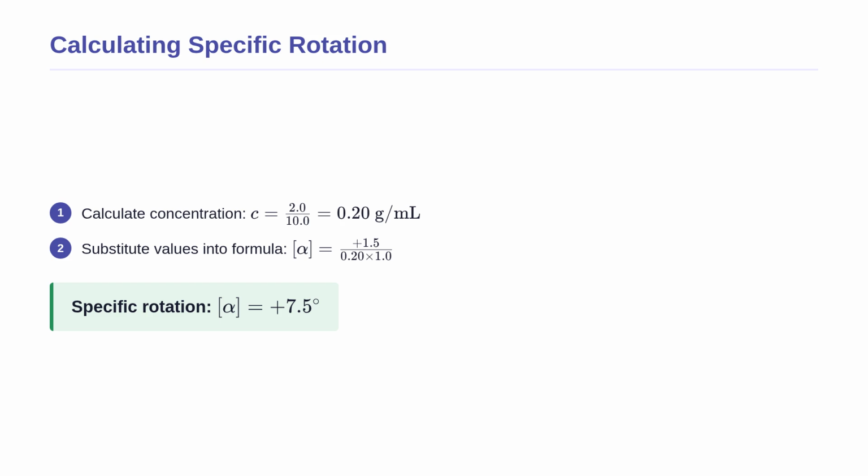Next, we substitute our observed rotation, concentration, and path length into the specific rotation formula. Dividing positive 1.5 by the product of 0.20 and 1 gives us a final specific rotation of positive 7.5 degrees. The positive sign tells us this molecule is dextrorotatory, meaning it rotates light to the right.